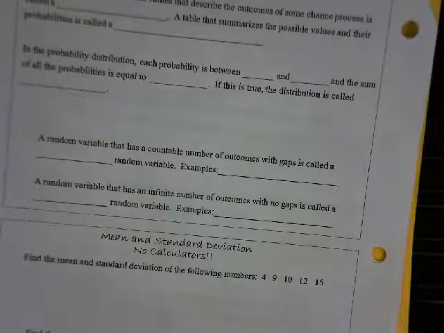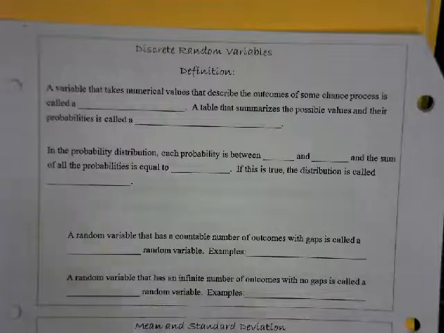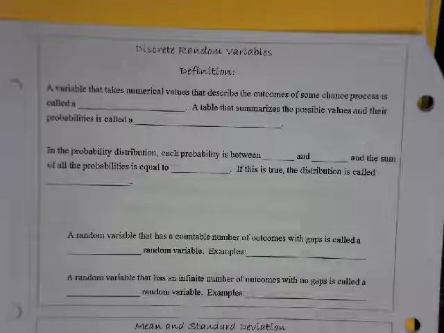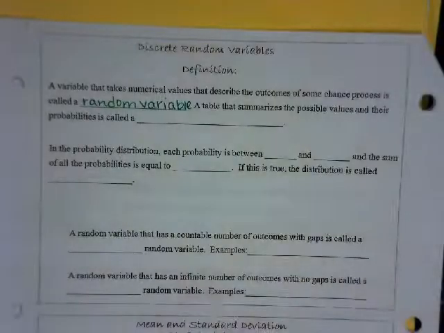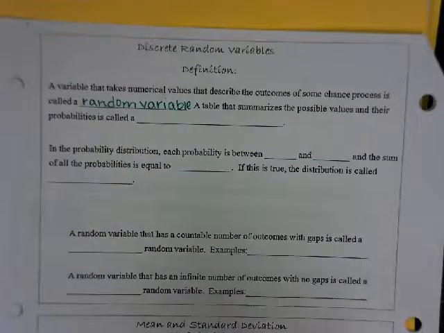So, first we're going to do some definitions. Discrete random variables. A variable that takes numerical values that describe the outcomes of some chance process is called a random variable. A table that summarizes the possible values and their probabilities is called a probability distribution.